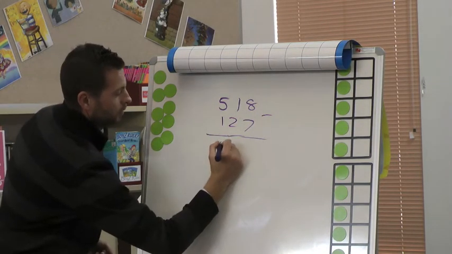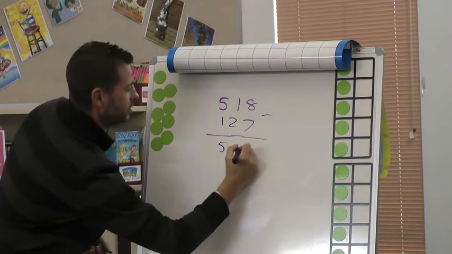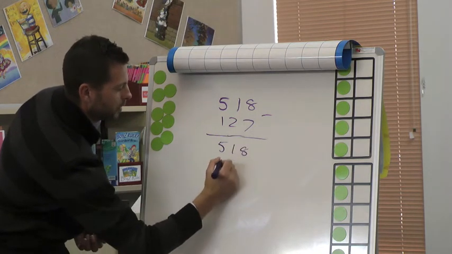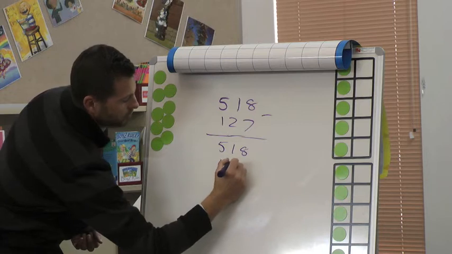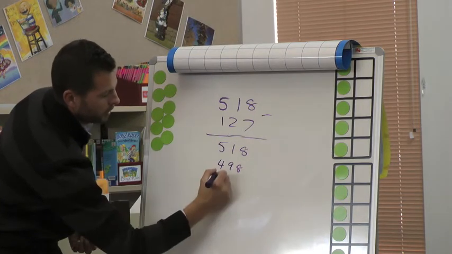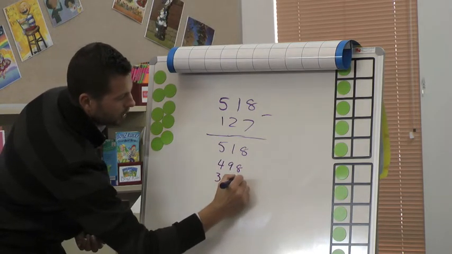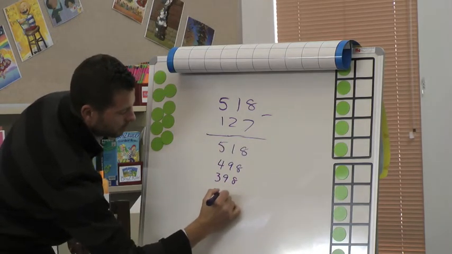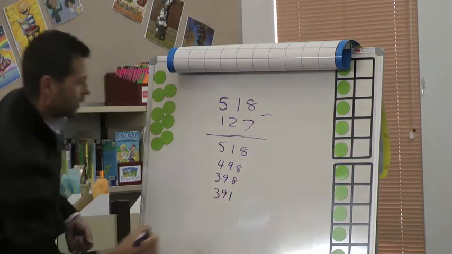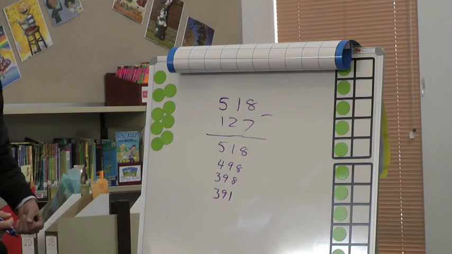So I'll try again. I might do the 518 just to keep it simple and take away the 20. So I know that's going to be 498. Take away the 100, 398. Take away the 7, 391. That looks a bit better.